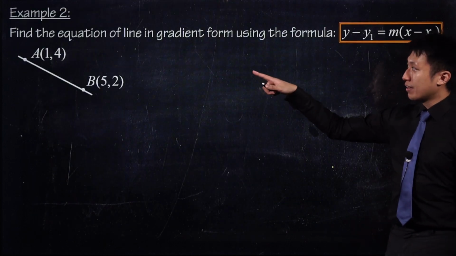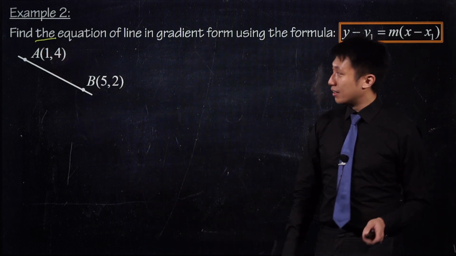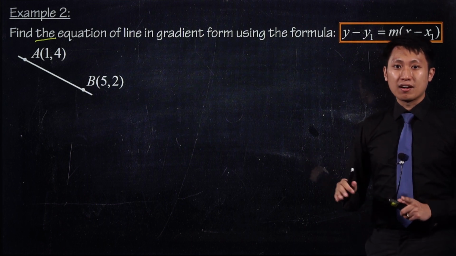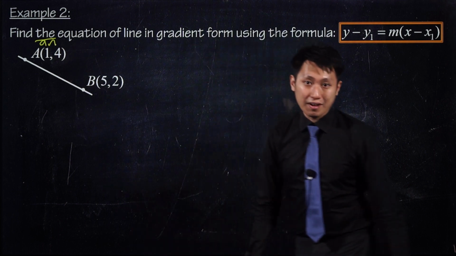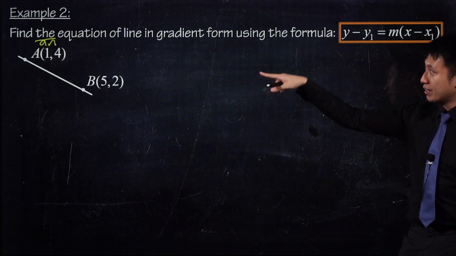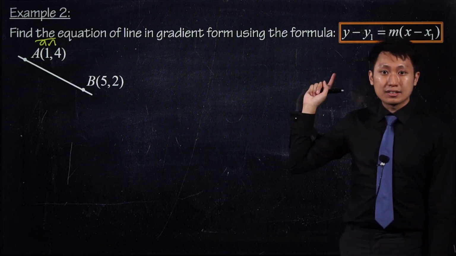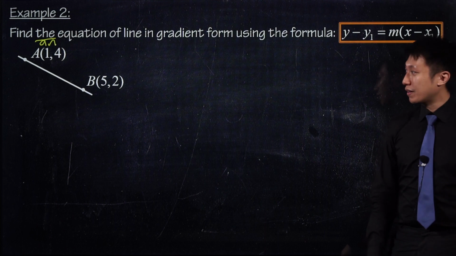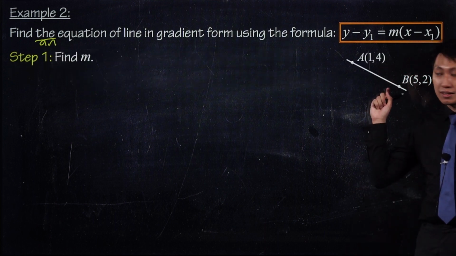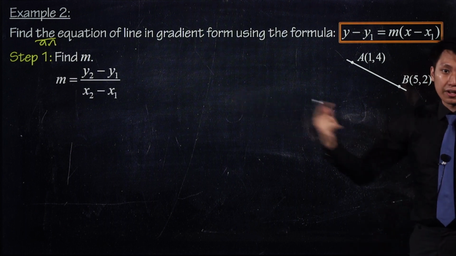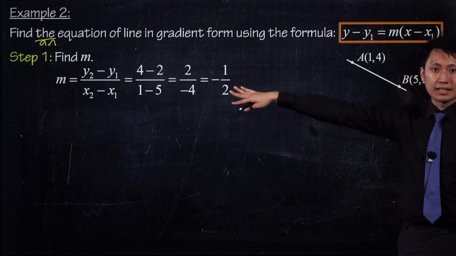You see, this one is not right. This one is following the format of your SPM, but the correct one should be: find an equation of the line in gradient form using this formula. So now it's given in this formula. First thing we need to find is m, the slope. Then you write the formula, and the answer is -12.